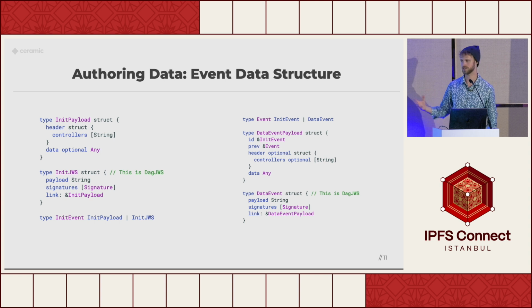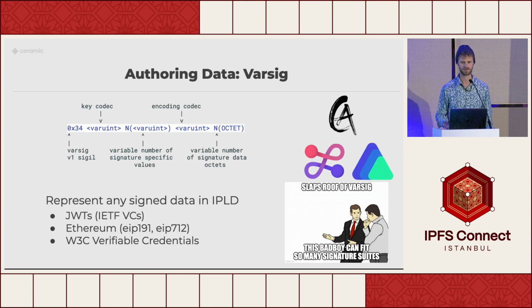Okay, so it serves the purpose, but it's not optimal. It's not easy to understand what's going on here. Why are there these two different events and so on? It would be nice if I just had one piece of data with a signature that represents an event. And so we've been working on this standard called VARSIG together with Fission and Spruce. And this is done in an organization called the Chain Agnostic Standards Alliance.